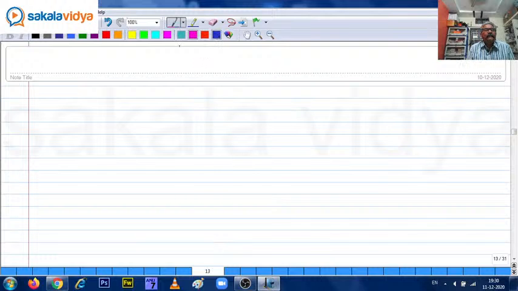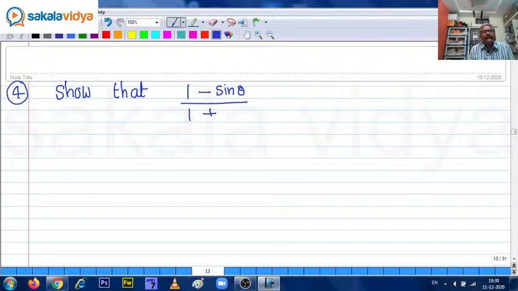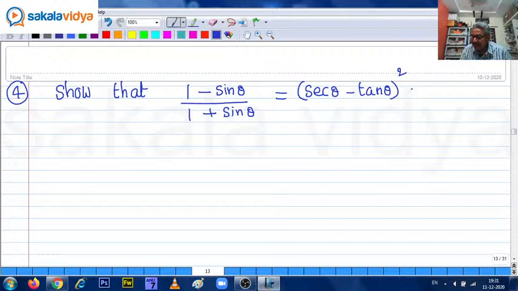So fourth one. Show that 1 minus sine theta upon 1 plus sine theta equals to sec theta minus tan theta whole square. Can you solve this problem?